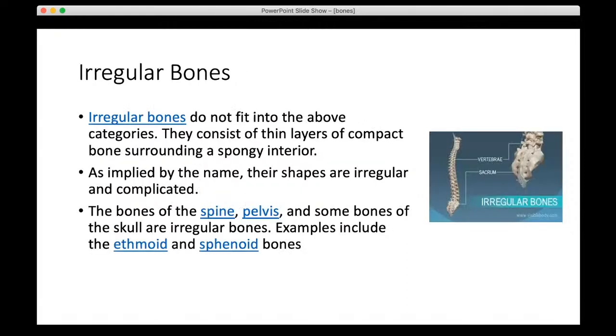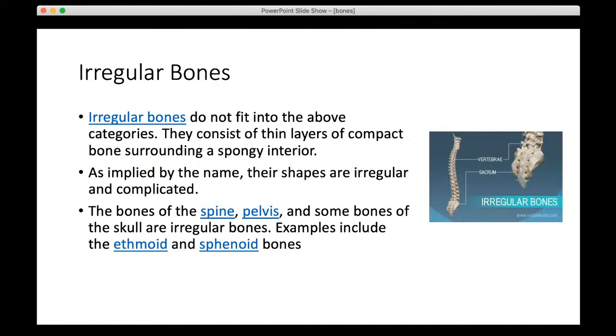Now the last type is irregular bones, the bones which have no regular shape. On the right side you can see the example. They do not fit into any of the above categories, so that's why they are irregular. They have no perfect shape, so they have been given the name irregular bones. They also consist of thin layers of compact bone surrounding a spongy interior.